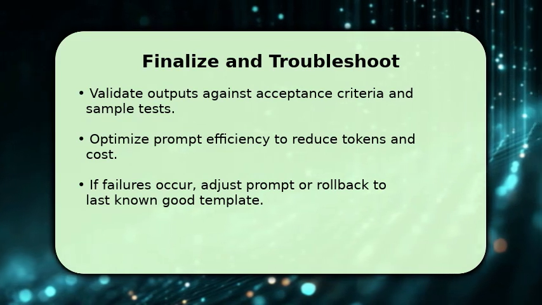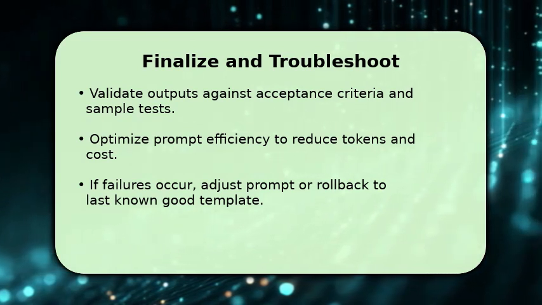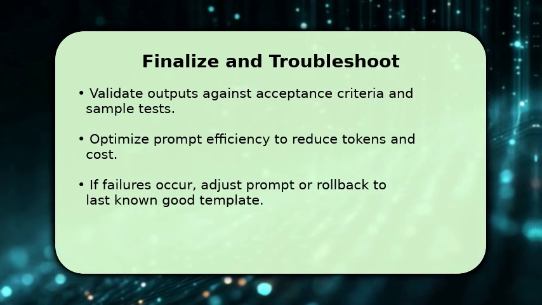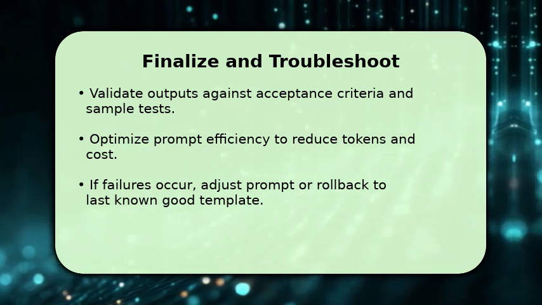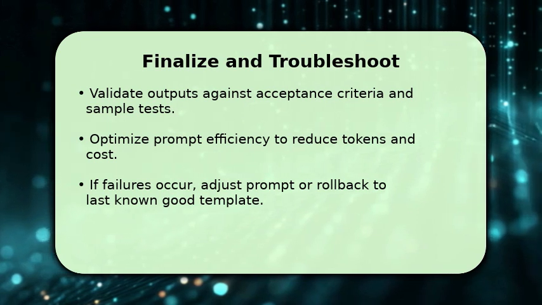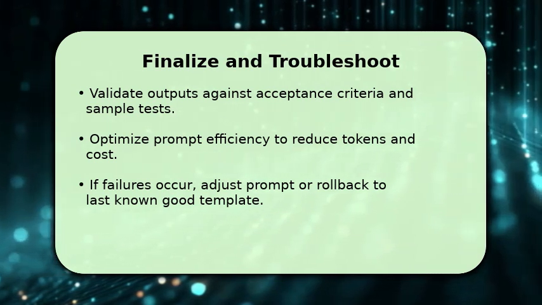Mark anything that deviates. Once validated, optimize prompts to reduce token use and improve speed: shorter context, clearer constraints. Deploy the template in your production flow and monitor performance metrics.